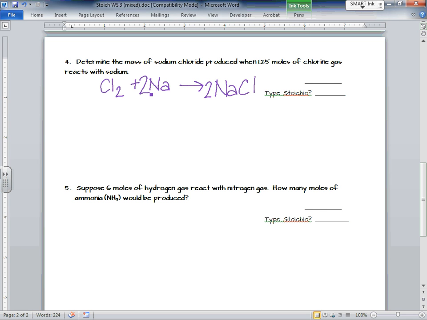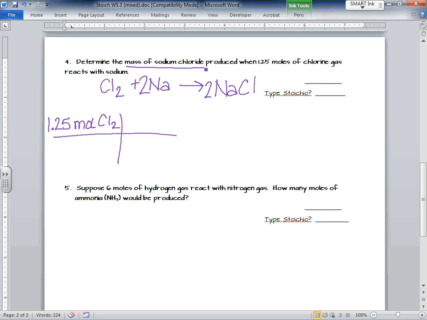I am given 1.25 moles of chlorine gas. I am looking for the mass of sodium chloride. In order to change from the substance we have currently, which is chlorine gas, to sodium chloride, I have to use my mole ratio from my chemical equation.